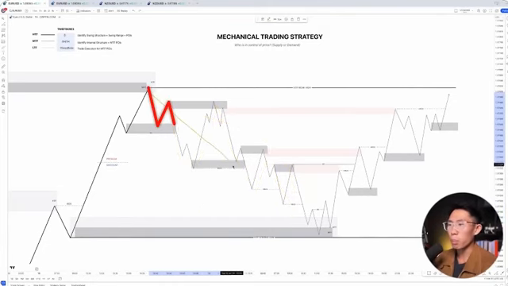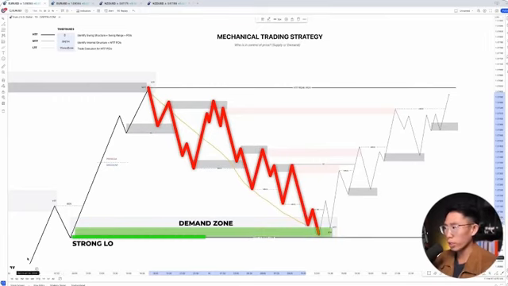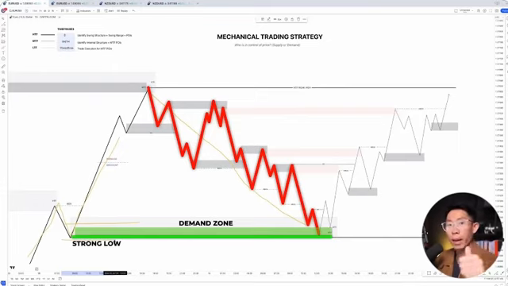And then eventually price pulls back, and it pulls back all the way down to where? Your demand zone that is created from the strong low, right? So this is when price actually pivoted, right, and created your last higher low. So at this last higher low, there's going to be demand, there's going to be buyers waiting at this area to actually push price up.